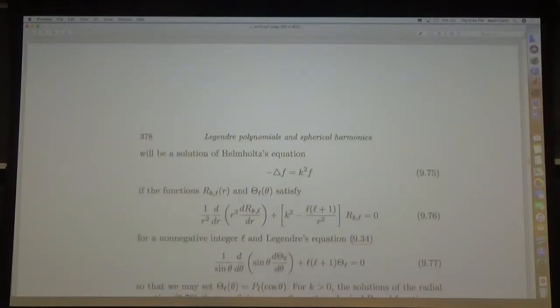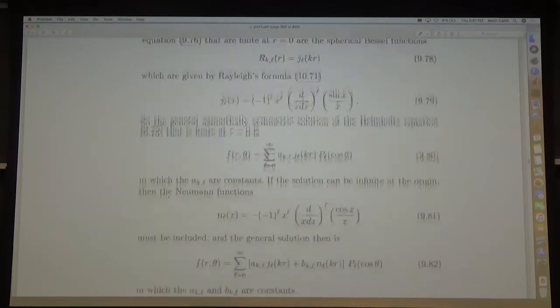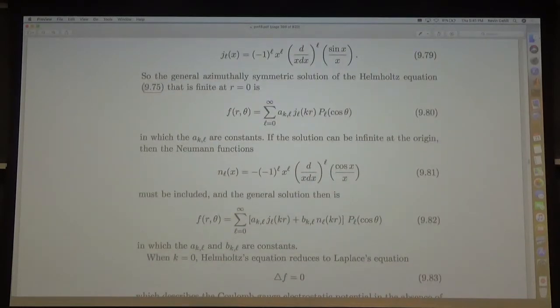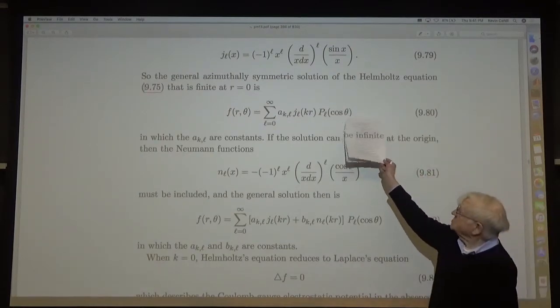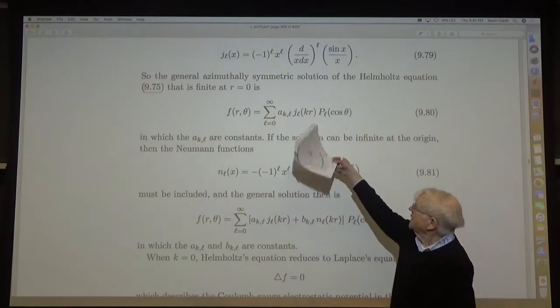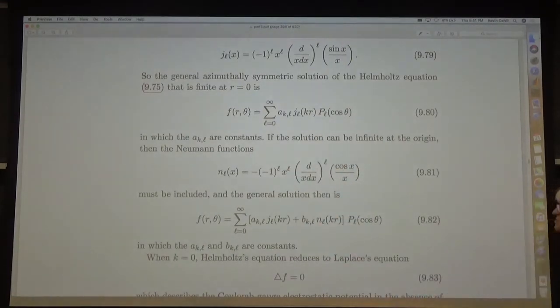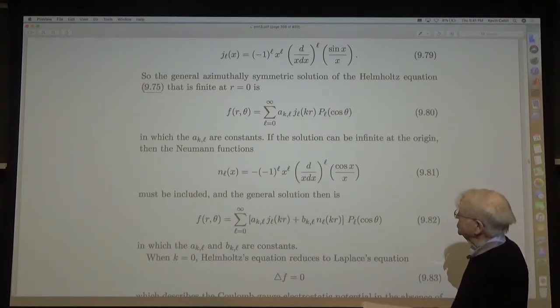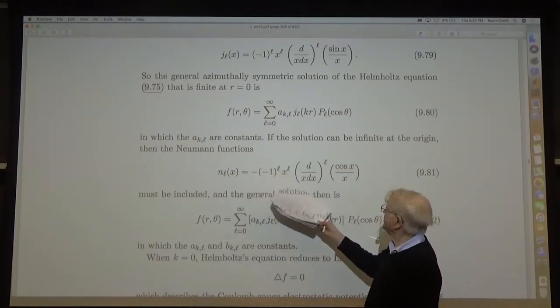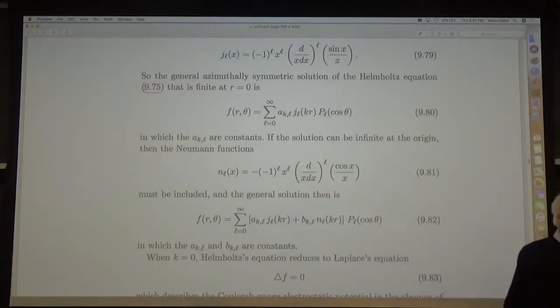and let me get back to Helmholtz's equation just so we can remember what it is. It is minus Laplacian f equals k squared f. If the solution is finite at the origin, then we take a linear combination of the Legendre polynomials and the spherical Bessel function. We get this function f. On the other hand, if the function can be infinite at the origin, then we bring in the Neumann functions, which are also quite simple, but they are infinite at the origin.